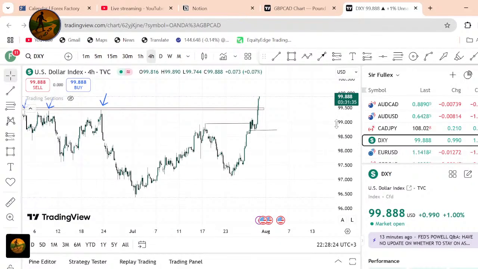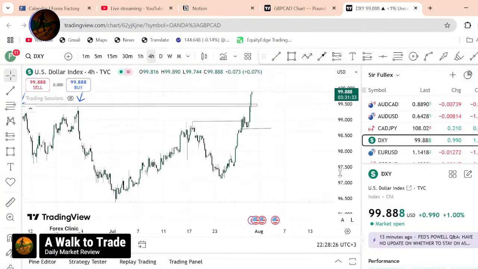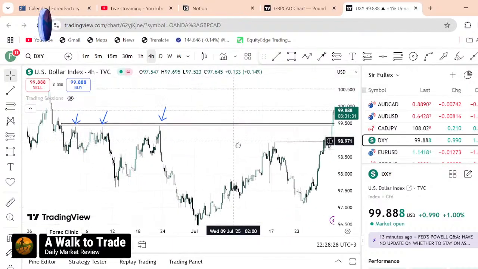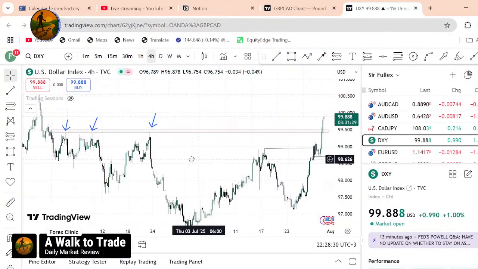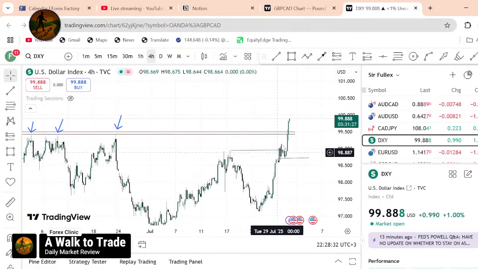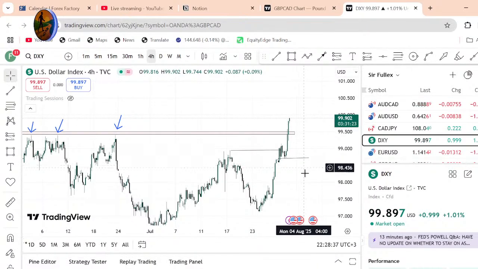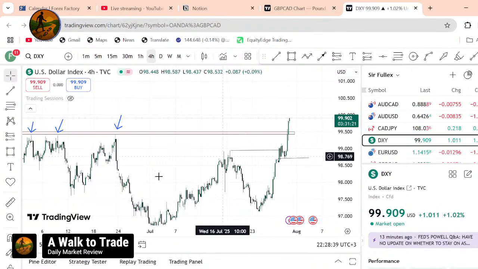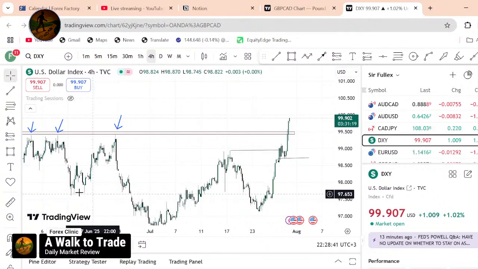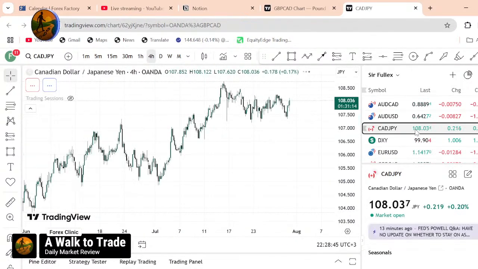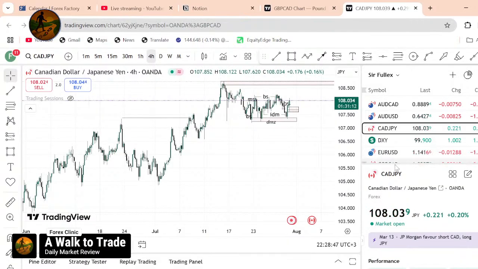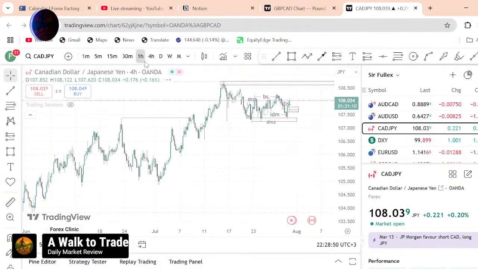DXY, when I was starting this session, I was talking about DXY, and I was expecting DXY to respect this zone. You can see it has pushed above the zone. I think this FOMC news has really forced this to go up. CAD JPY, I had given a signal. Already you can see, whoa.